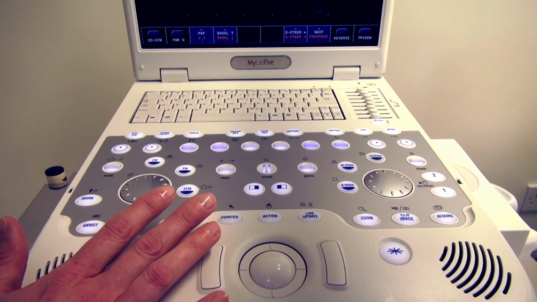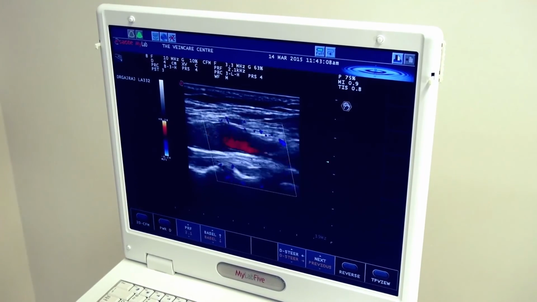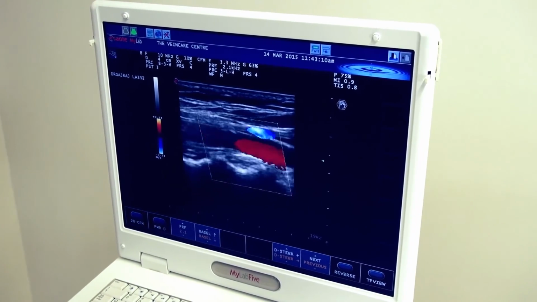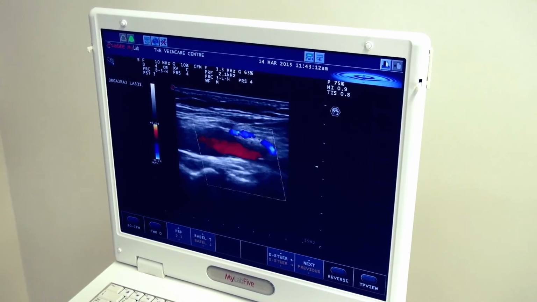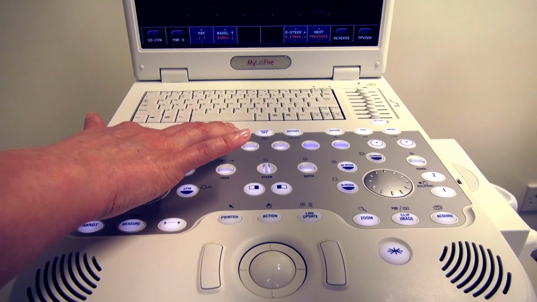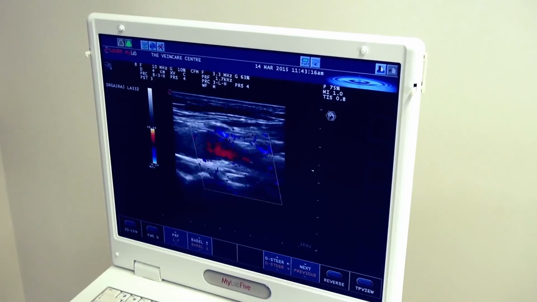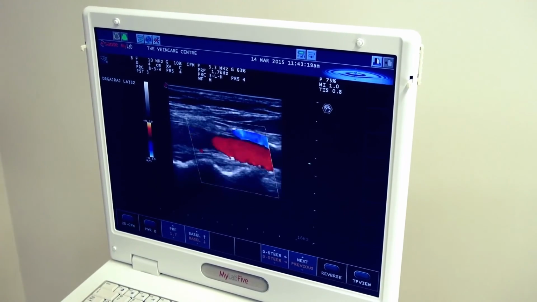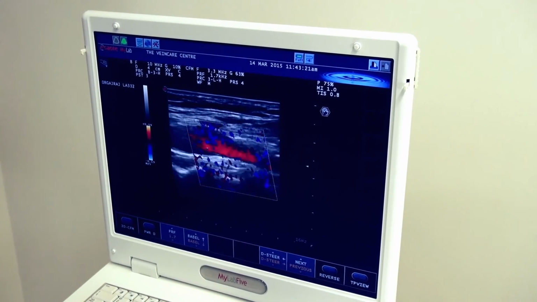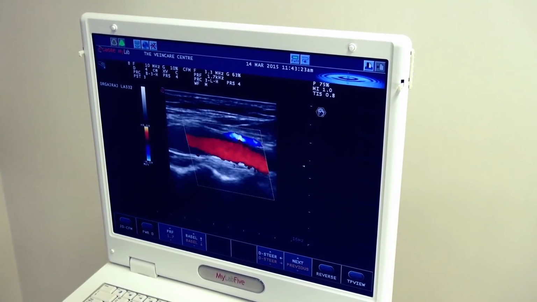For venous studies, you would need to be at 1000 Hertz and below, and always just try to reduce the flow rate or pulse repetition frequency to ensure there's no flow within a vessel suspected to be occluded.